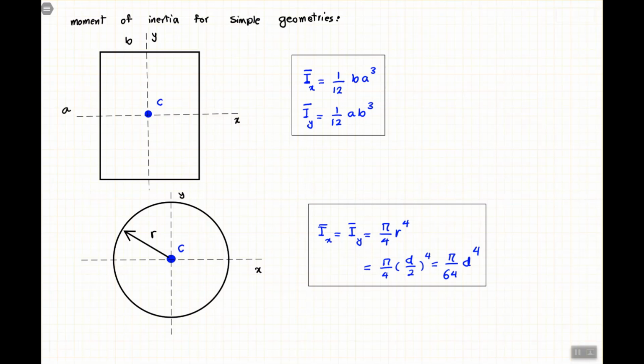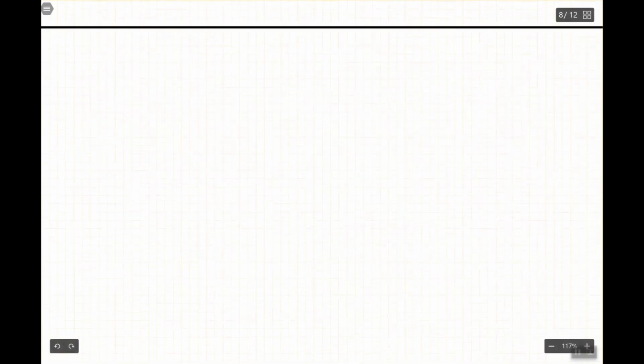All right, but two more things we need to know. First one is, what if somebody asks us to find the moment of inertia for an axis which is not this x-axis, it's something like this axis, or maybe it's somewhere around here. Luckily there is a formula for that, which we're going to discuss.